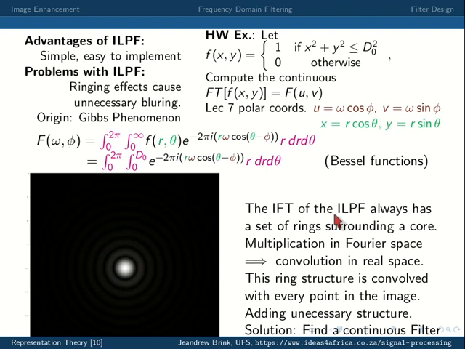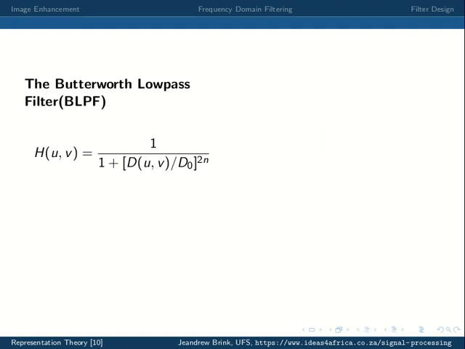Okay, so let's have a look at an example of such a filter. They call it the Butterworth Low Pass Filter. And what that is, it's simply, we say our filter is H of (u,v) equals 1 over this thing. Okay, so once again here, we're going to have an integer that we call n, which they call the order of the filter.